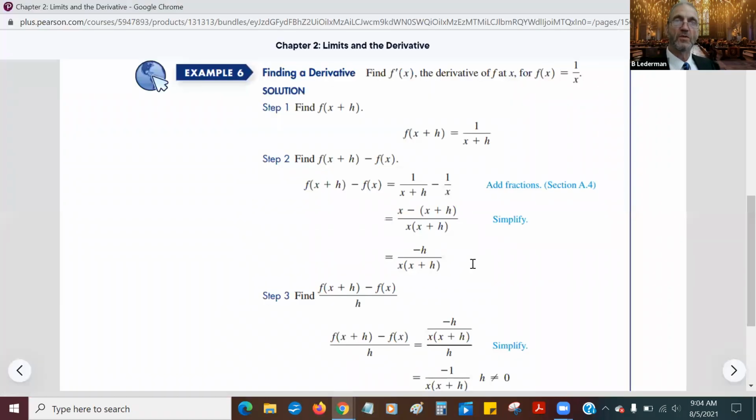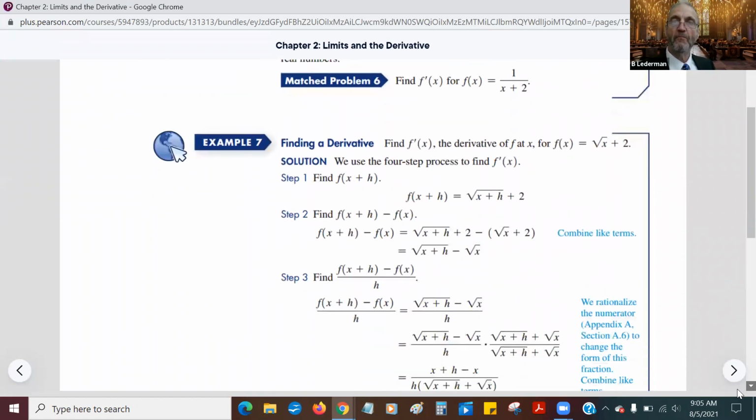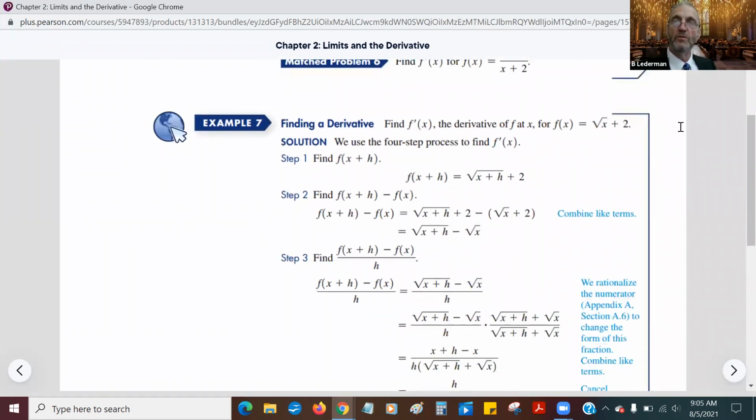So let's do some more examples here. Okay, now we have the square root of x plus 2. So let's do f of x plus h. That's square root of x plus h plus 2. That was simple enough. Now f of x plus h minus f of x: square root of x plus h plus 2 minus square root of x plus 2. Notice that the 2's are going to cancel. So I have square root of x plus h minus square root of x. Put that in a fraction and divide it by h. So I get this guy right here.